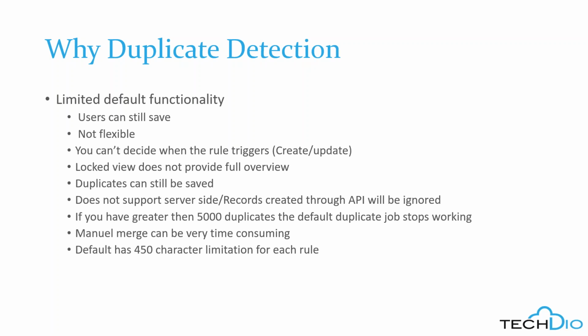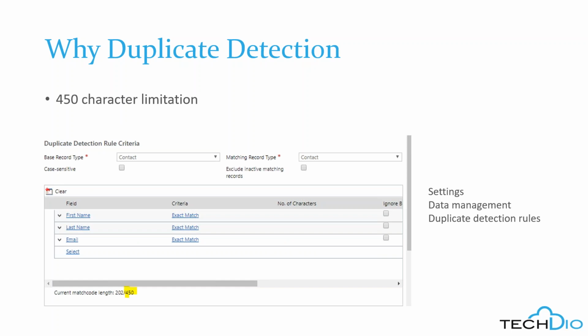And last but not least, when you create the default duplicate detection rules, you have only a 450 character limitation, which basically means that you cannot add as many rules as you want before you meet this 450 character limitation.